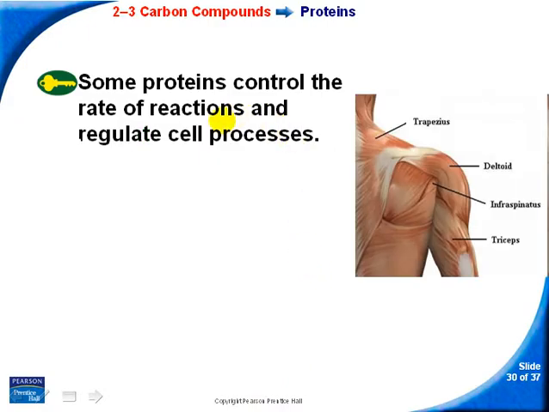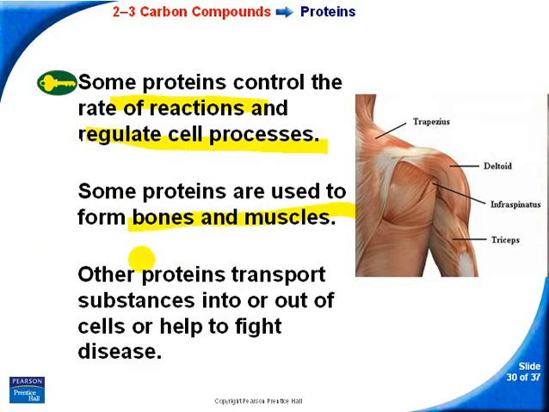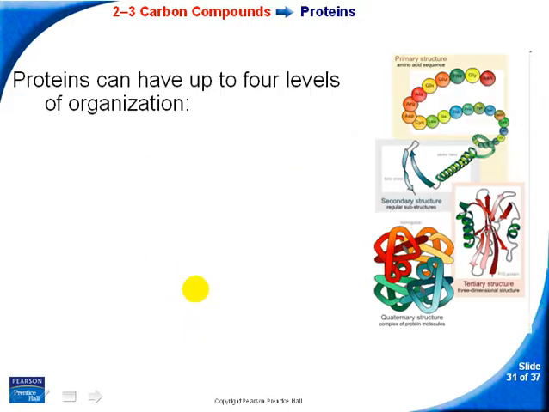What's the function of proteins? Well, you kind of know some of these. They're used to regulate the rate of cell process reactions. They're used in bones and muscles, and they're able to transport substances into and out of cells or to fight disease, and we'll talk more about the transport role when we get to cell membranes.